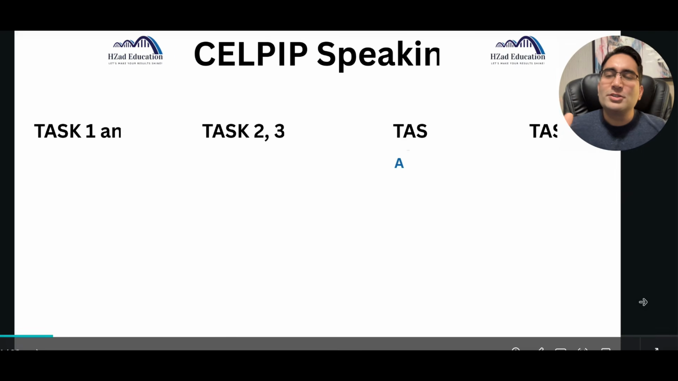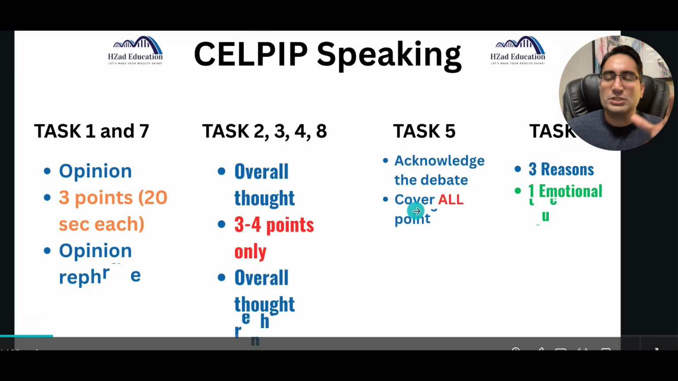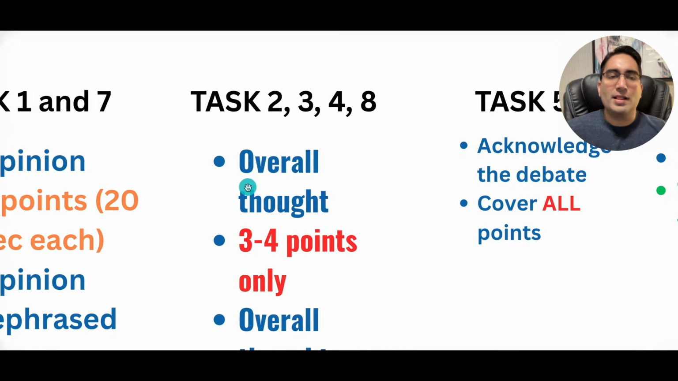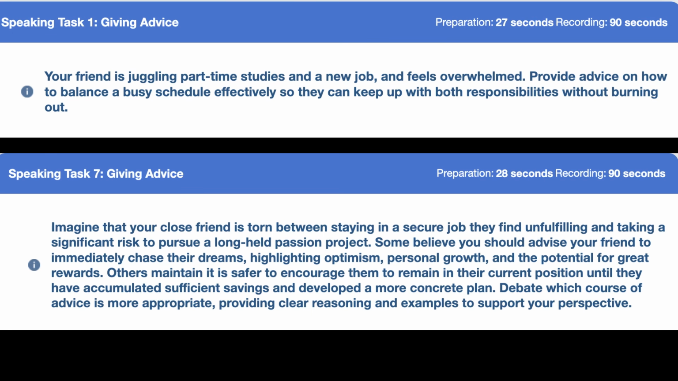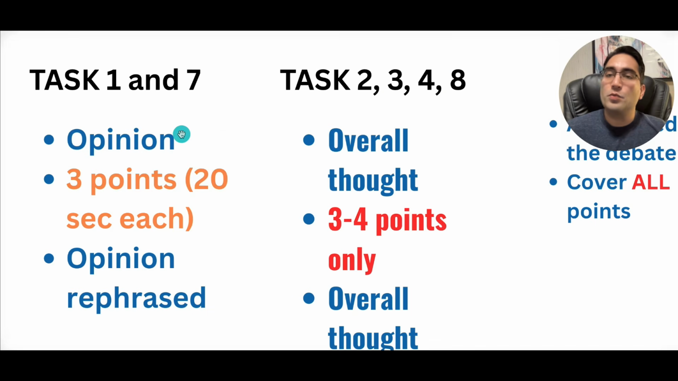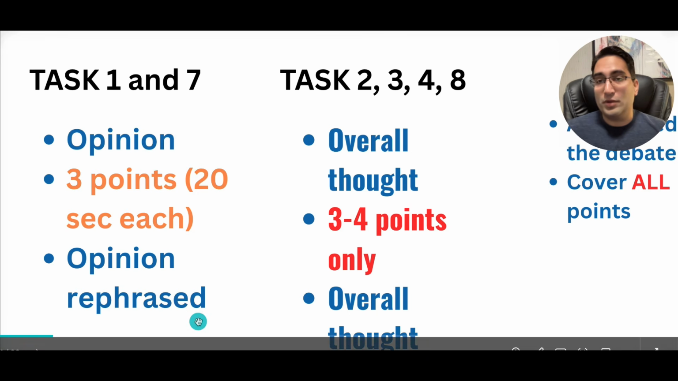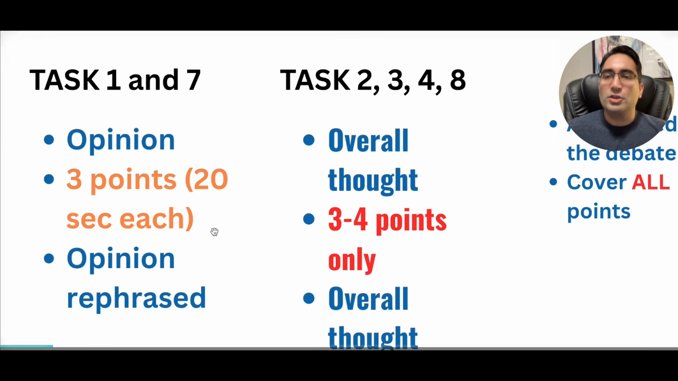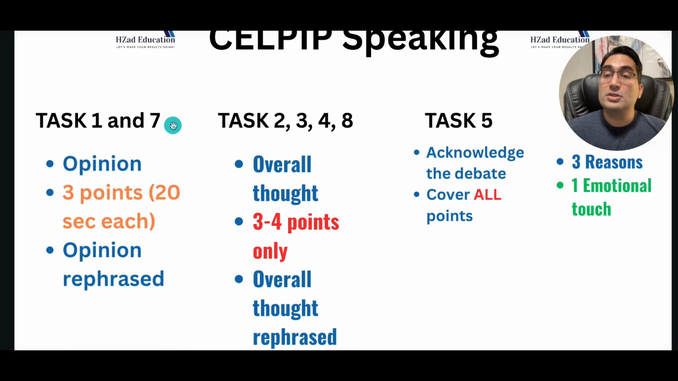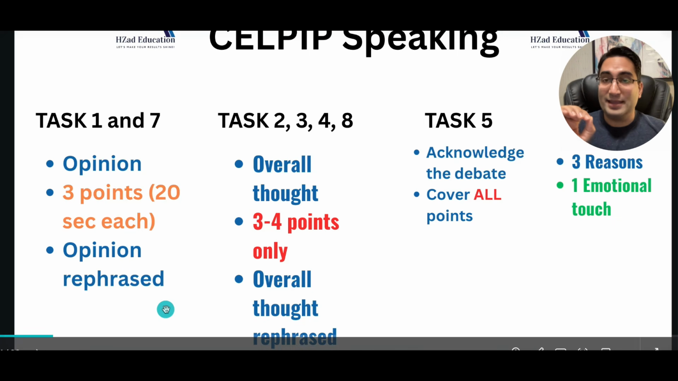Now, when it comes to speaking, we have different tasks with different times. First of all, we'll dig into task 1 and 7, where you have to speak for 90 seconds. In both tasks, you want to start with your opinion at the start, have it rephrased at the end with your last sentence, and in between, you should have 3 points explaining your opinion or your choice. Spend 20 seconds on each point. This ensures in total you're done in 90 seconds.